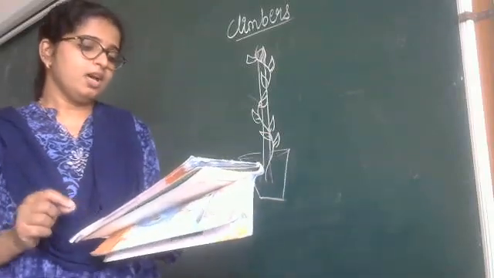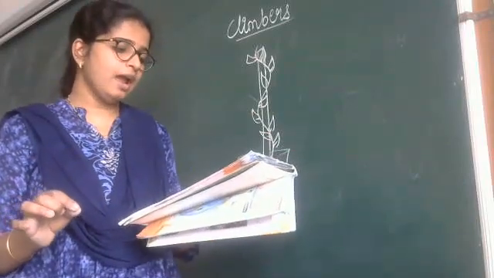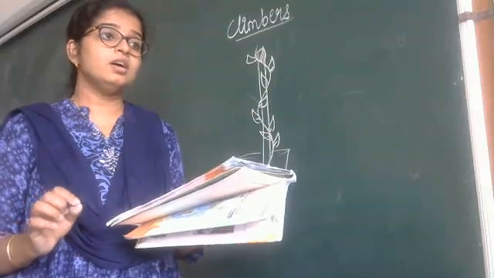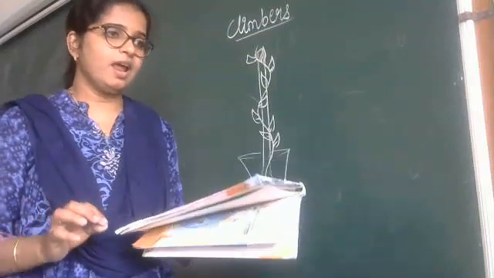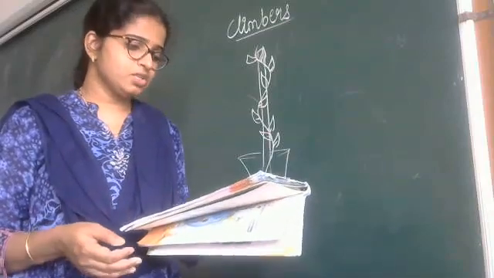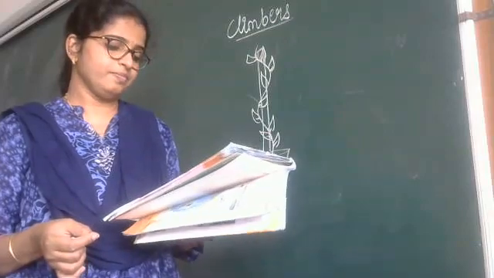Herbs. A small plant with a soft and green stem is called a herb. Grass, mint, and spinach are examples of herbs.